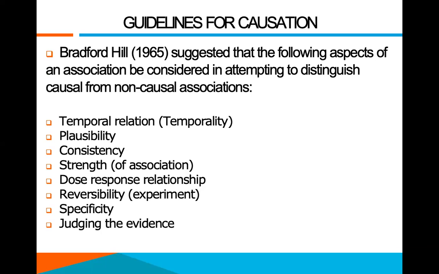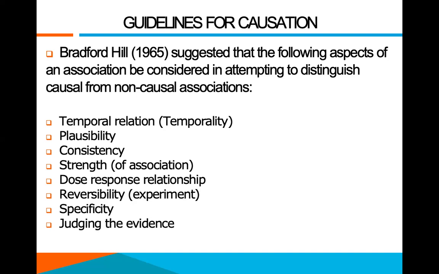So Bradford Hill, in 1965, came out with a suggestion that the following aspects of an association be considered in attempting to distinguish causal events from non-causal associations. So they look at the temporal relationship. Temporal relationship means time, okay? So an action occurring now, an action occurring maybe in 10 years' time. Is it possible to elicit some causal or non-causal associations? Biological plausibility: how plausible an event happening can lead to the expression of an outcome.